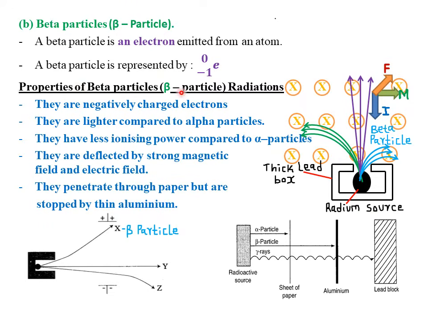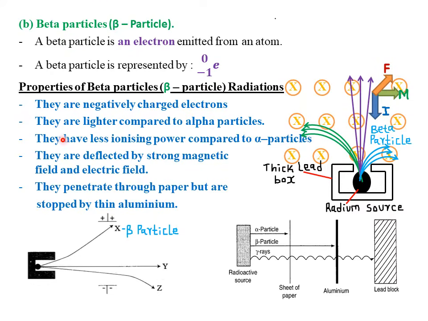So the properties of beta particles or beta radiations include, one, they are negatively charged electrons. So of course, a beta particle being represented by an electron, and we know that an electron is simply a negatively charged particle. So it simply follows that beta particles will naturally be negatively charged because electrons are usually negatively charged. Then, two, they are lighter as compared to the alpha particles. Alpha particles are usually denser as compared to the beta particles, which are usually lighter or less dense as compared to the alpha particles.